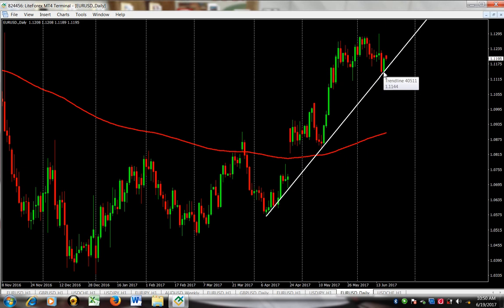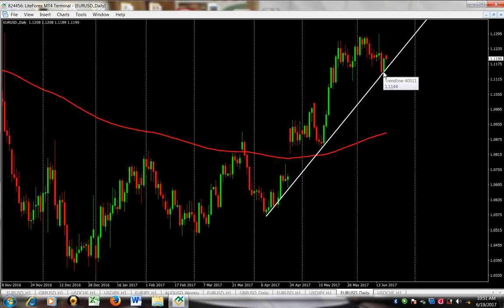Then we have a resumption of the trend here, which is being confirmed by this green candle. You can see that the price failed to close below the trend line, right? And then it closed above it, which means the sellers were unable to break the bullish phase. They were unable to carry the day. So the trend that we have is still bullish.